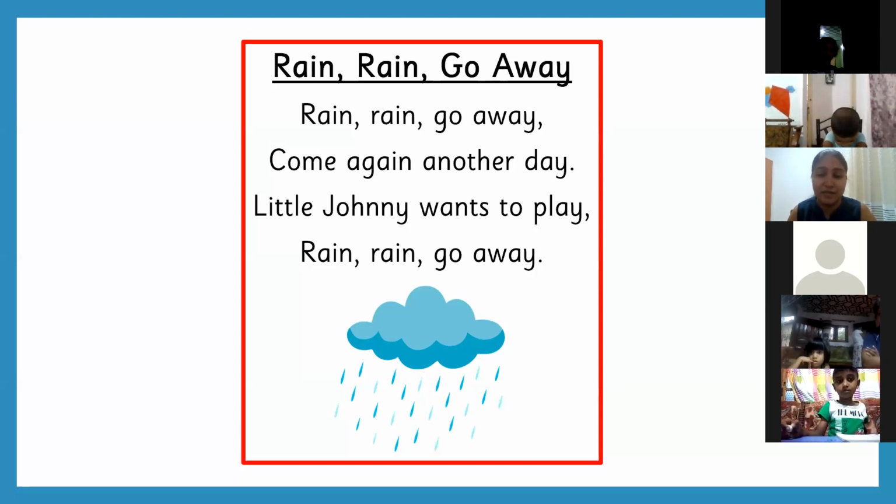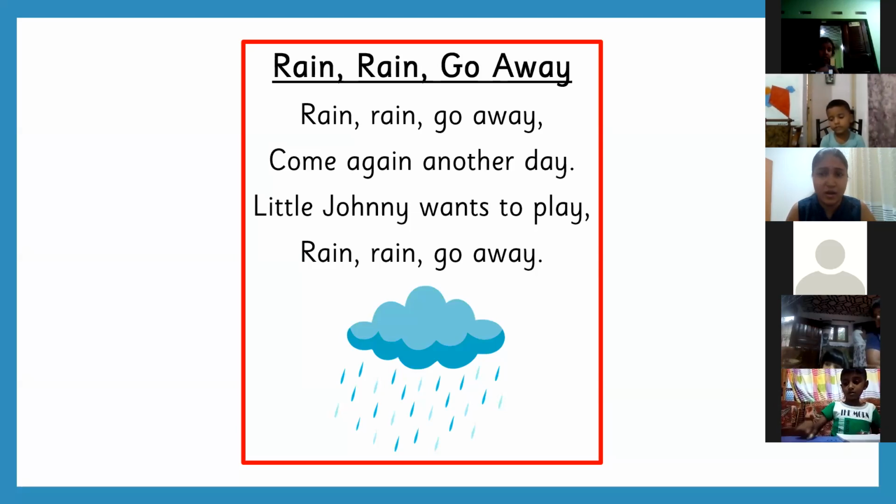Rain, rain, go away. Little Johnny wants to play. Can we go out and play when it's raining? No, we can't go out and play, isn't it? We can't go out to play when it's raining.